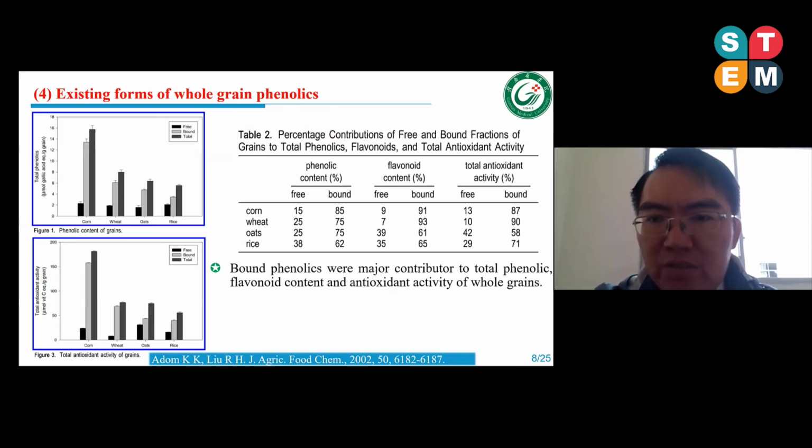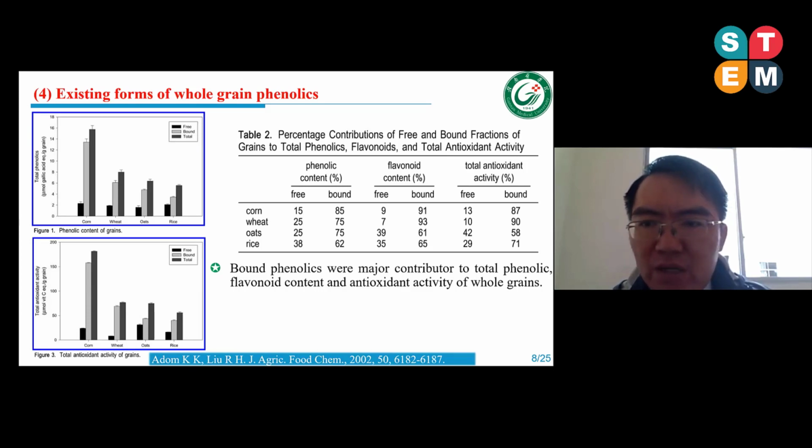From these two figures and the table, we can see that bound phenolics were major contributors to total phenolic and flavonoid content and antioxidant activity of whole grain. Bound phenolics account for 62 to 85% of total phenolic content of whole grain, 61 to 93% of total flavonoid content of whole grain, and 58 to 90% of total antioxidant activities of whole grain.